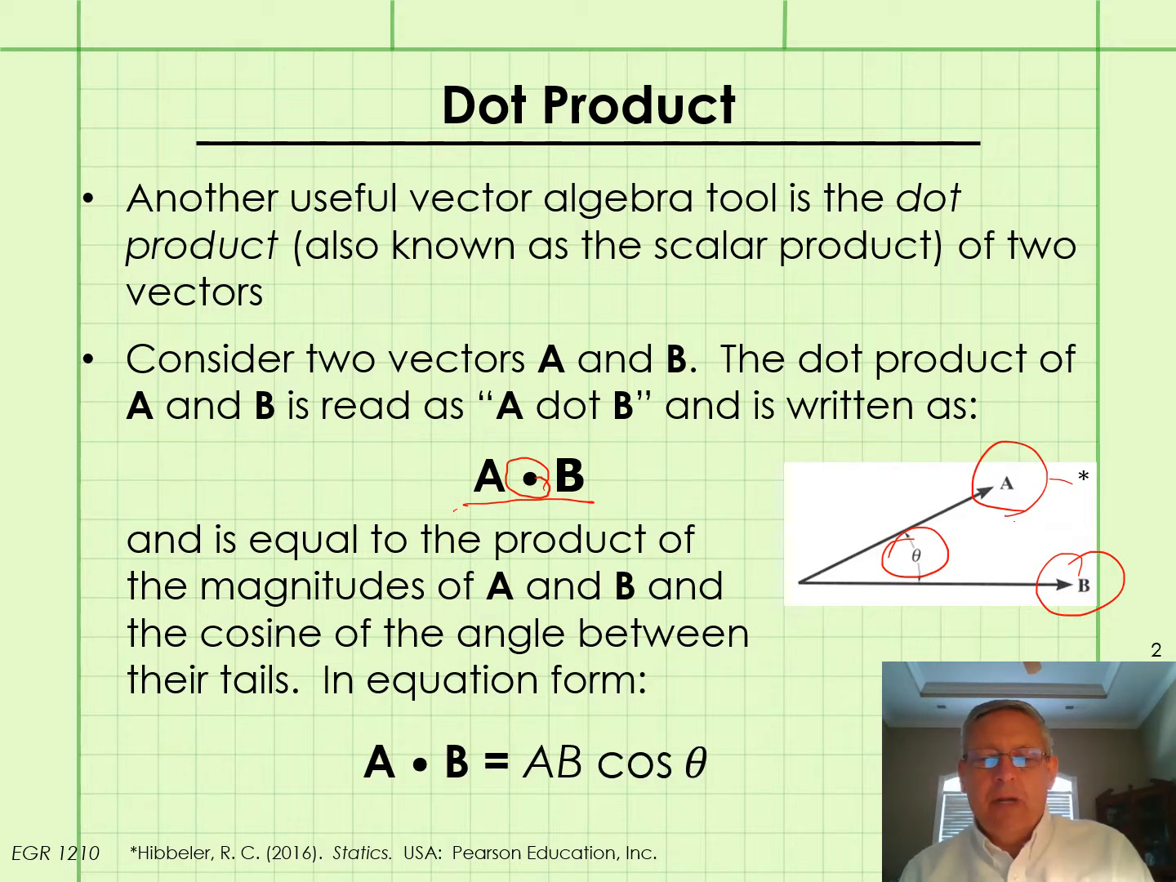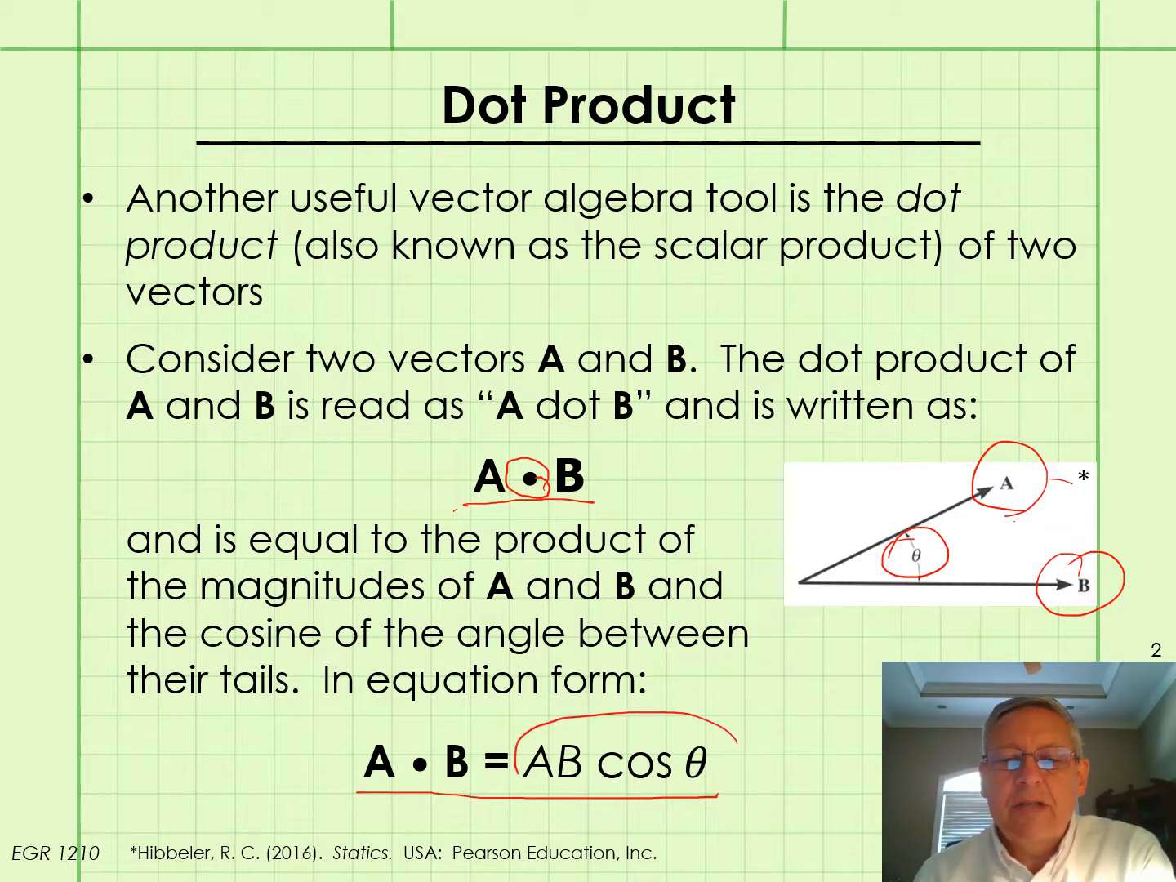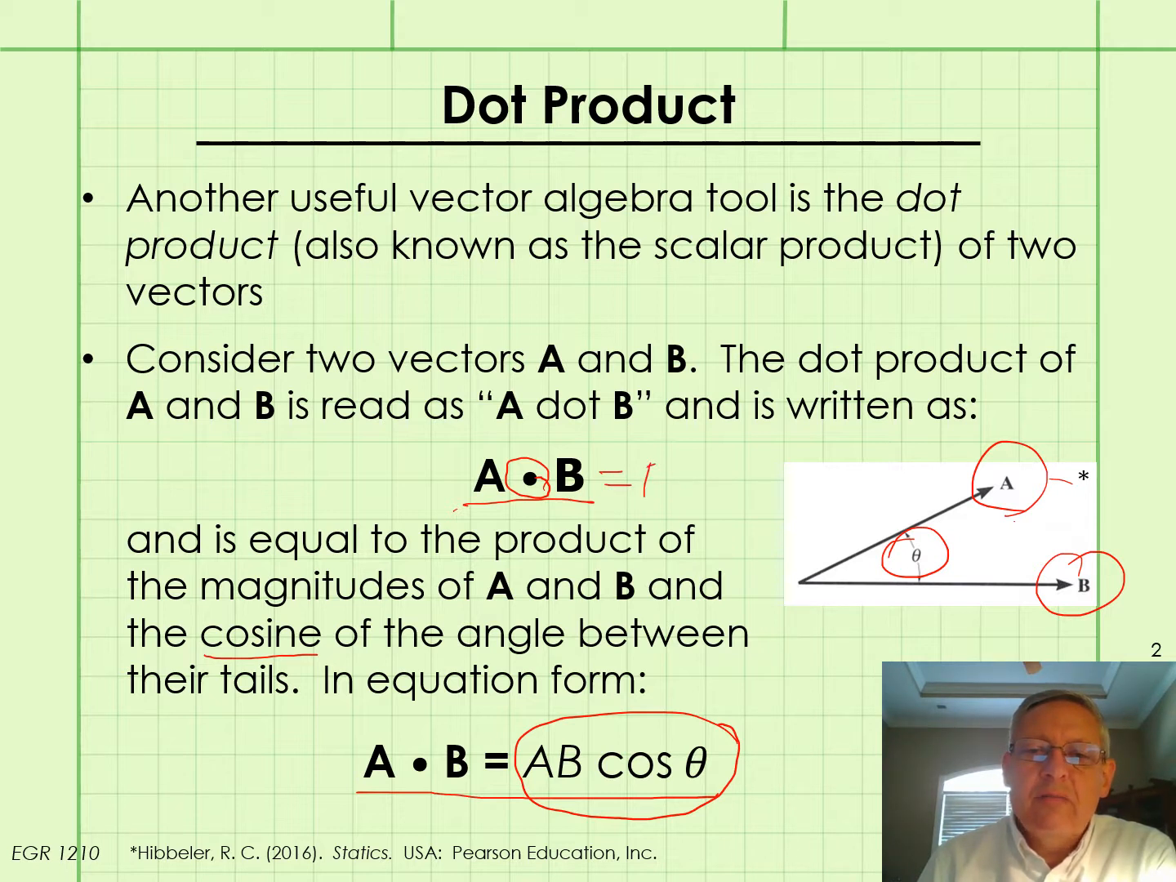So we'll show that in equation form here. A dot B is equal to A times B times the cosine of theta. Now notice that this is a scalar, it's not a vector. It can be positive or negative. And notice that we're now using the cosine between the two vectors, whereas with cross product we use the sine. Also, take note that unlike the cross product, A dot B is equal to B dot A.